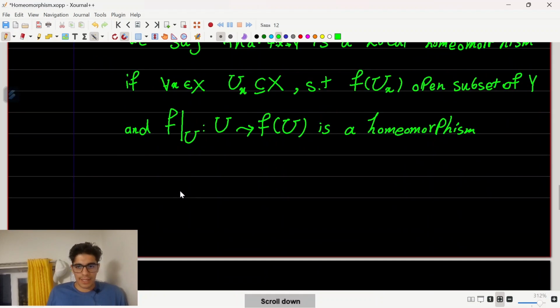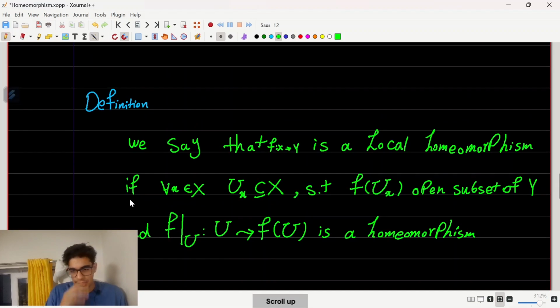And lastly, we have the definition of local homeomorphism, which is just the definition of homeomorphism, but in a local space. And that's it.